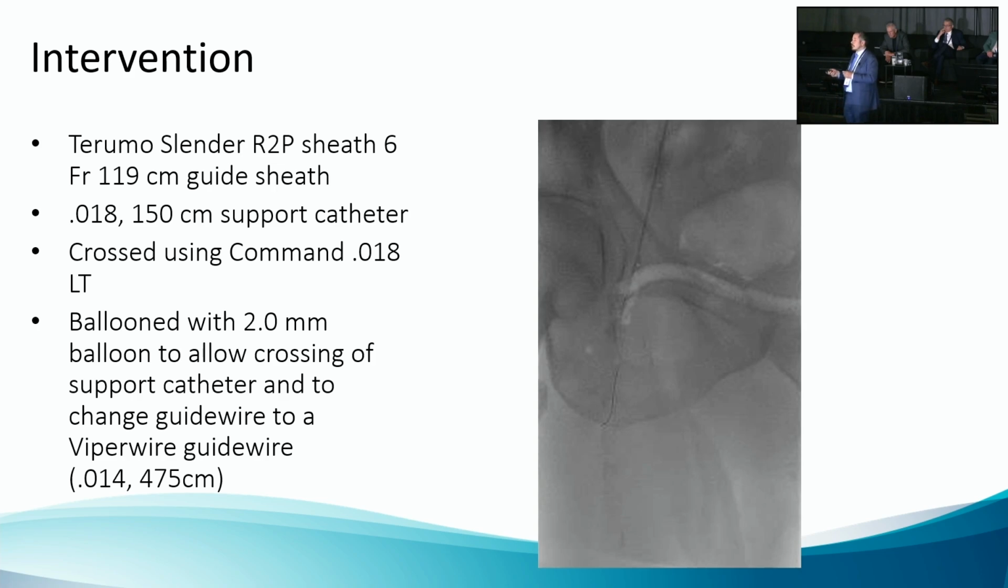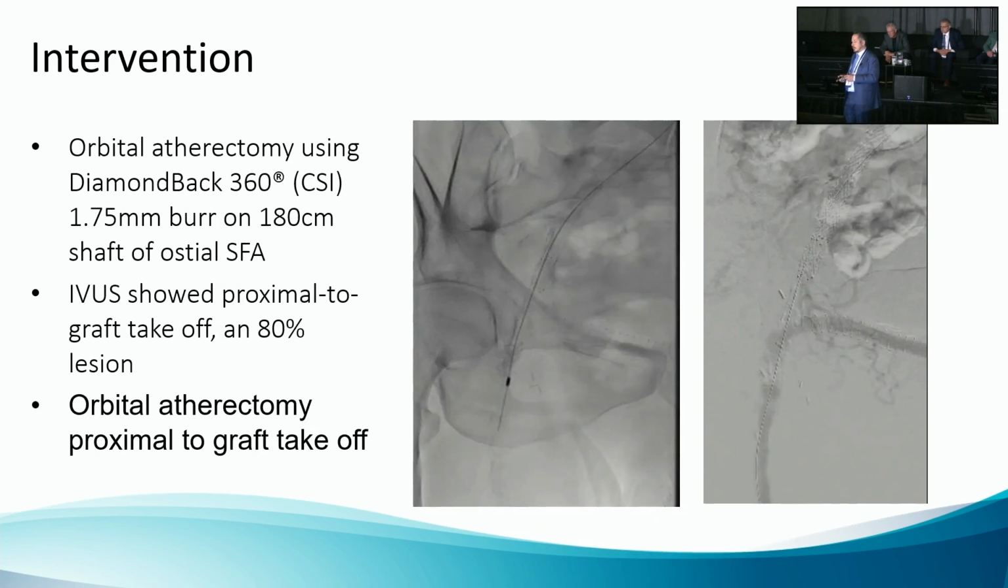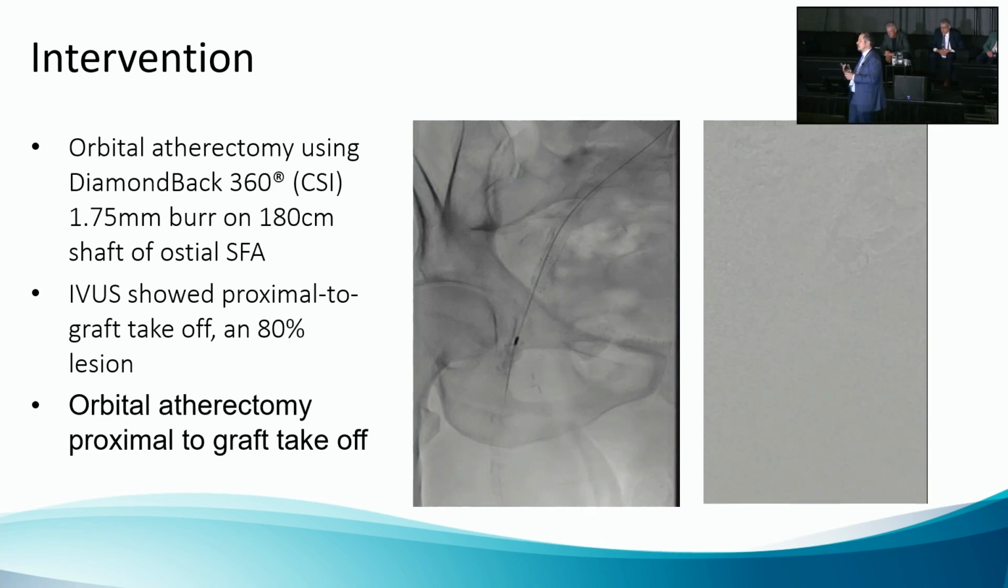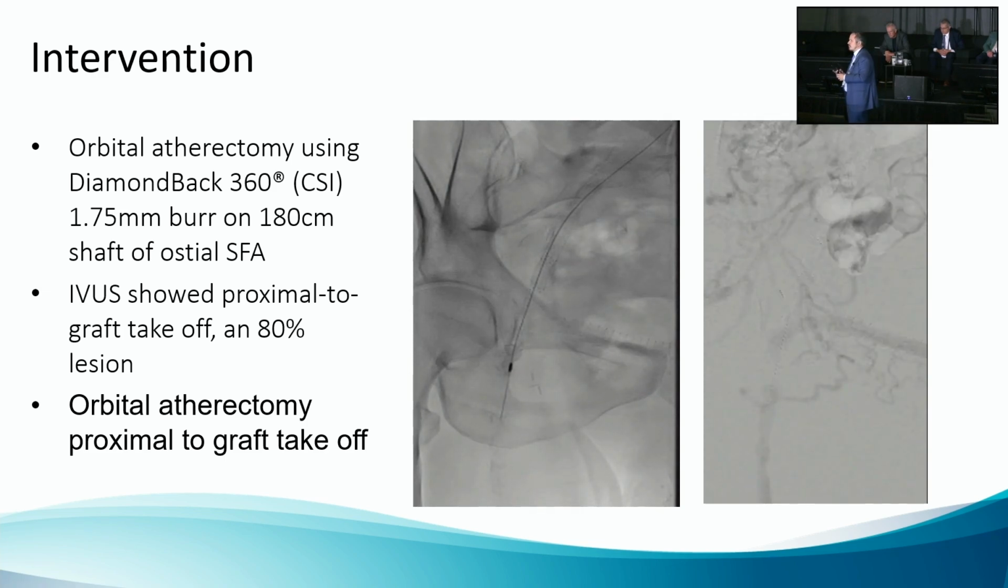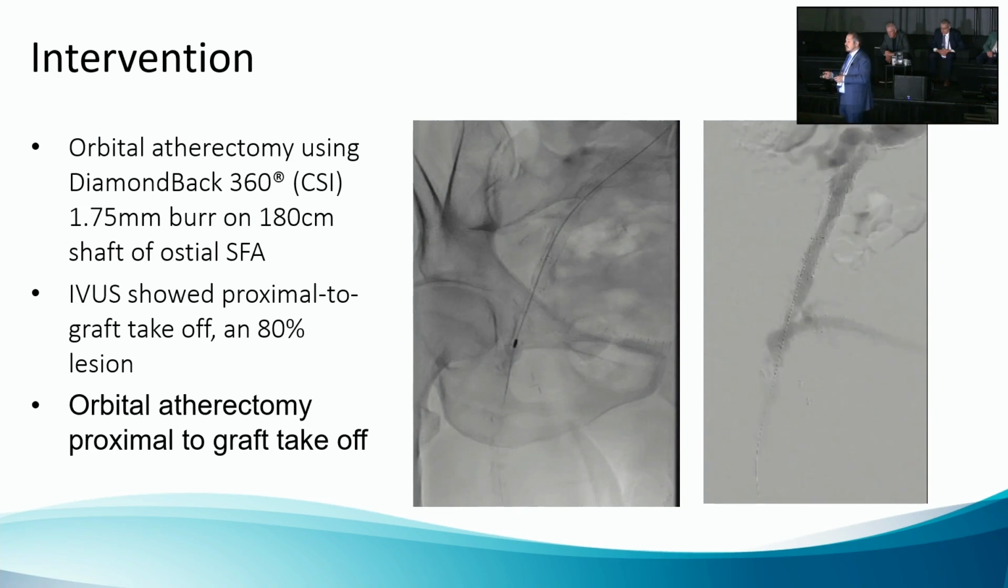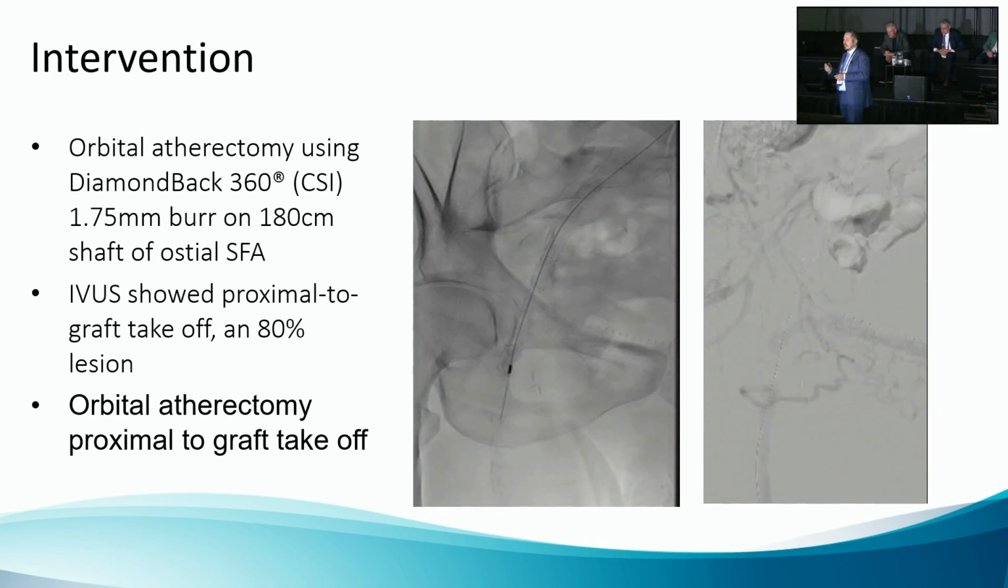We couldn't even deliver our Navicross, the 018, so we had to pre-dilate with a 2.0 balloon, and then we switched to a Viper wire. In this way, we tried to do a Diamondback CSI, but we need to be very careful with the takeoff of that fem-fem, because we really don't want to damage the fem-fem bypass in this scenario, because the left leg is dependent on it. We use IVUS aggressively to make sure we mark it, and we know exactly where we're going to treat it.